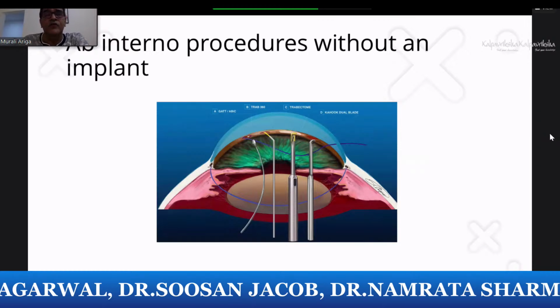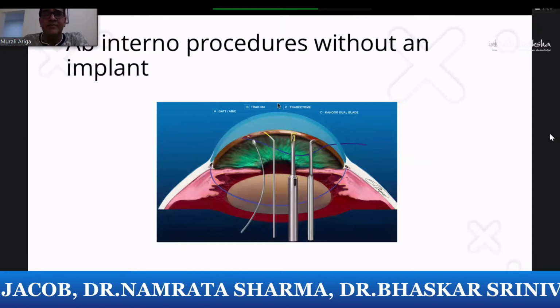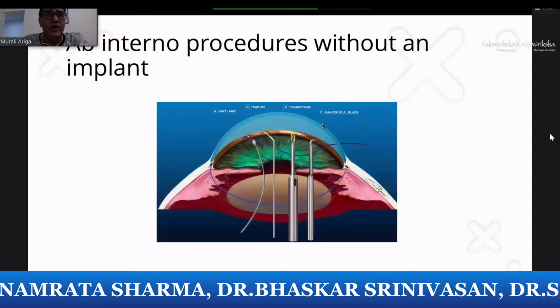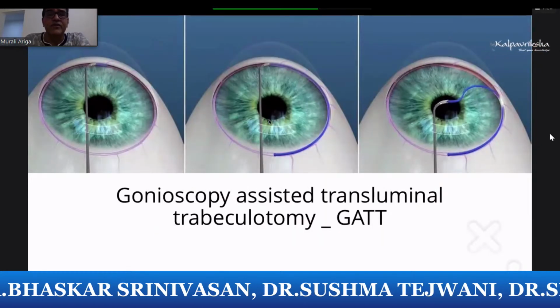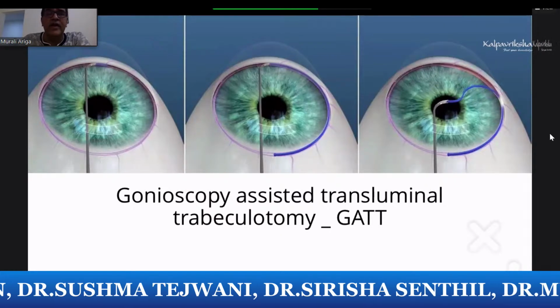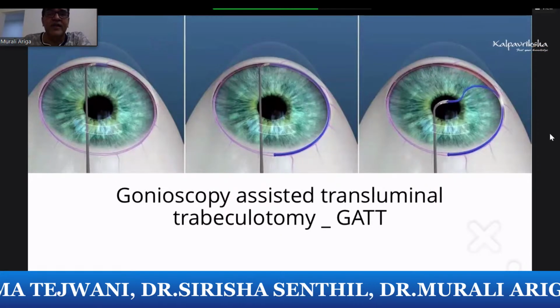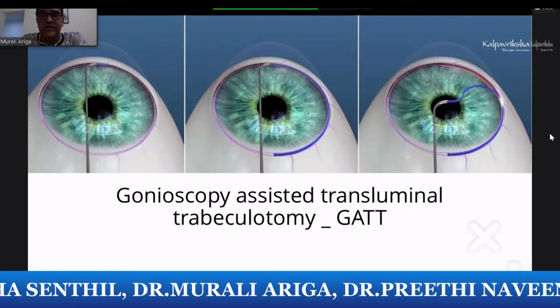This is called gonioscopy-assisted transluminal trabeculotomy. You have the Trab 360, you have the Trabectome, and you have the Kahook Dual Blade. I'll show you some of them. This is the GATT, which involves using a Prolene suture, threading it from inside the eye, looking at it through the surgical gonio lens, passing it into Schlemm's canal, and removing it 360 degrees.